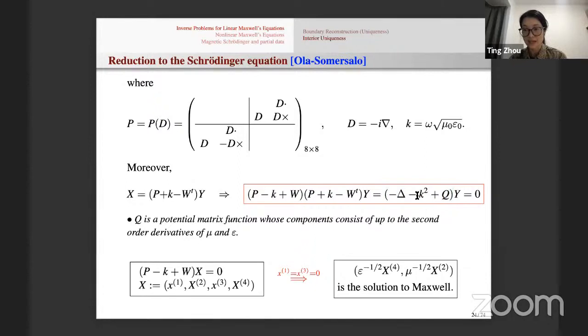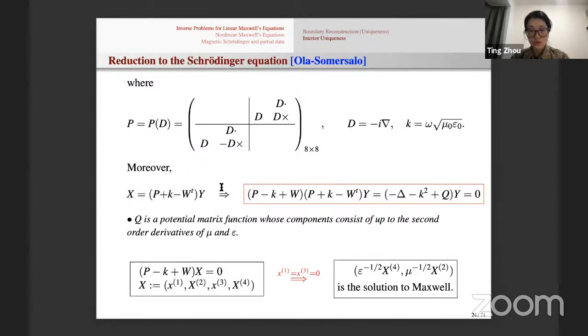Before, for the conductive equation, you don't have a K. K will be 0. You have minus Laplacian plus potential Q. But here you have a non-zero wave number, and also potential Q will be W W transpose. That will involve the parameters up to the second derivative, of mu and epsilon, and also gamma, the conductivity.